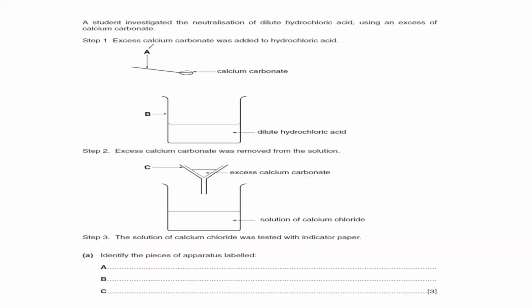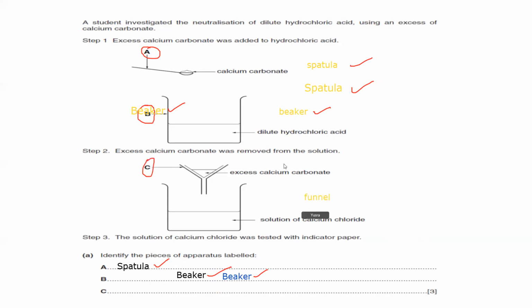What is apparatus A called? Identify the piece of apparatus. That is a spatula, right? What about B? B is known as a beaker. And what about C? That's a funnel.